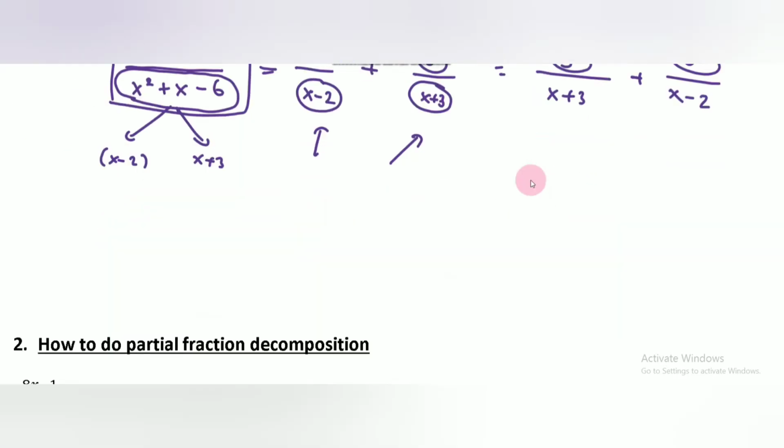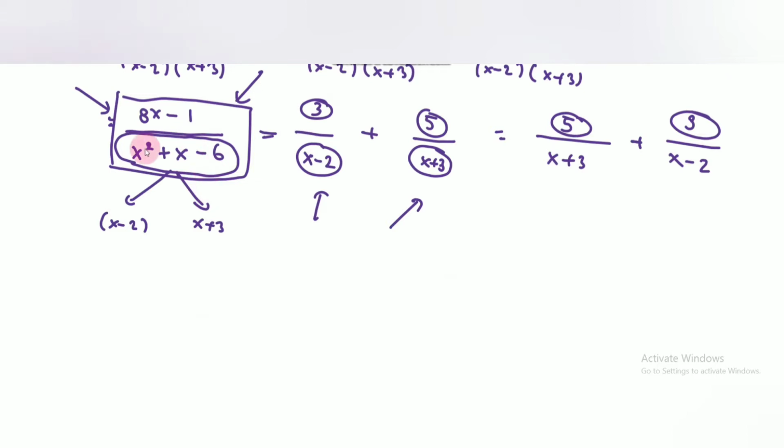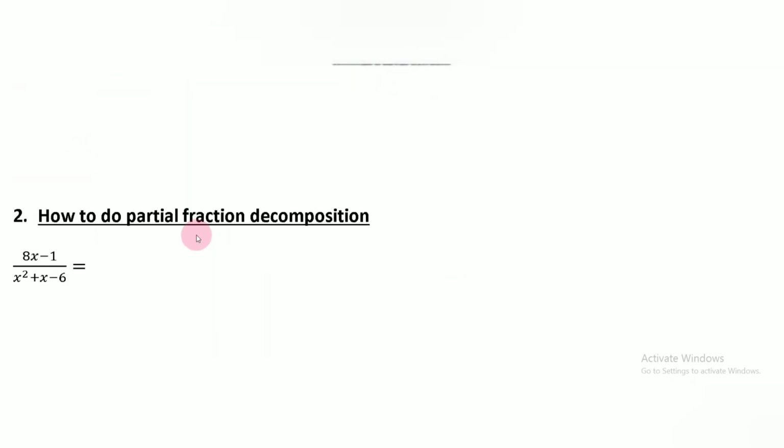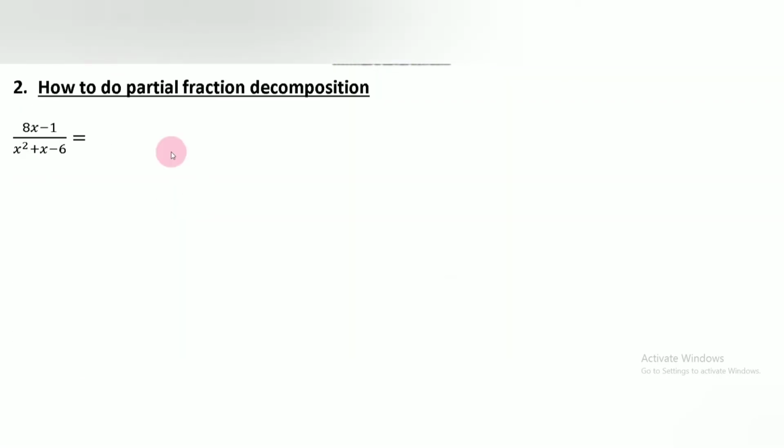Of course I have prepared the same one for you, so this is actually the same. Look, the answer must be this one. But let us just pretend that we don't know that it will be 3 over x minus 2 plus 5 over x plus 3. So let's do this partial fraction decomposition.